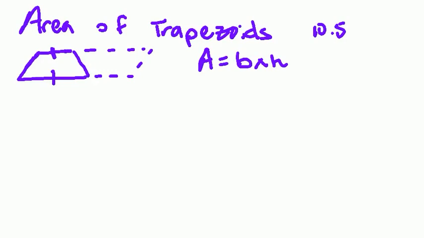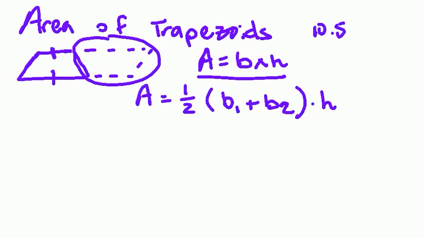So now I drew a trapezoid right next to it with the dotted lines. And look, it does form a parallelogram. Now I can use my area equals base times height, but the only thing is I know that this part is missing. So to figure out the area of a trapezoid, the formula is the area is 1/2 times base 1 plus base 2 times height.